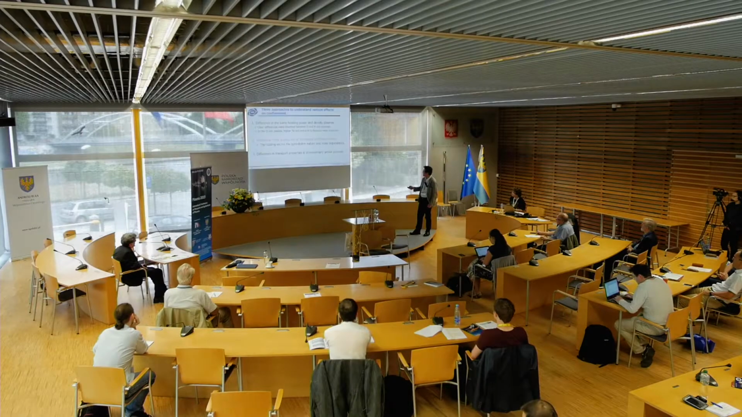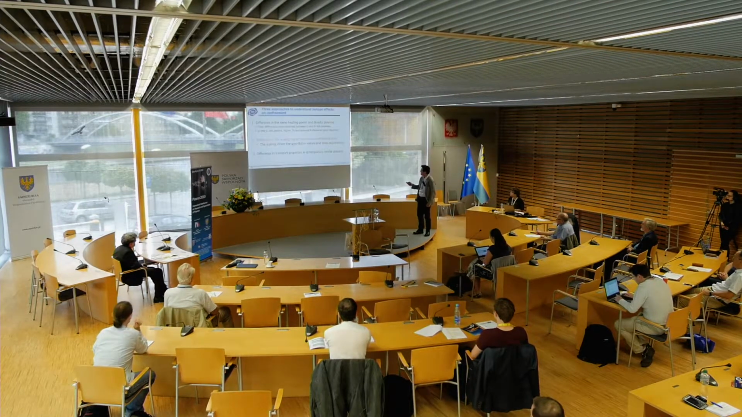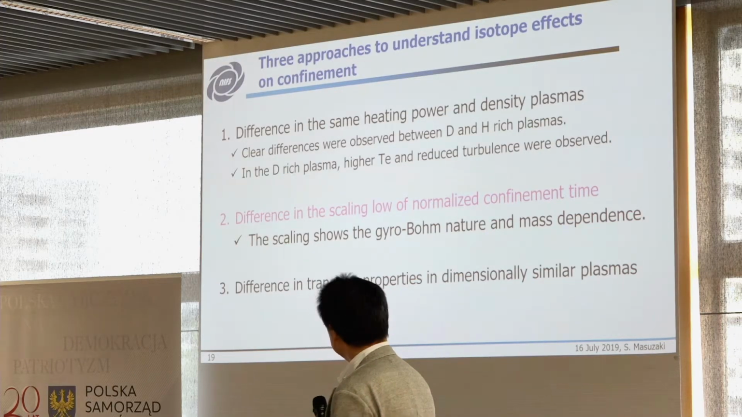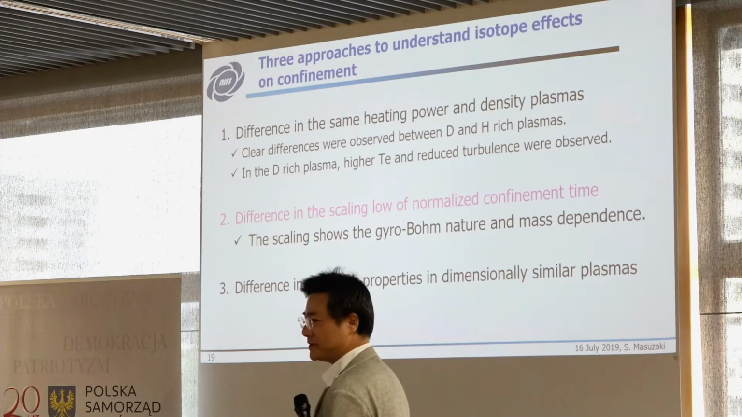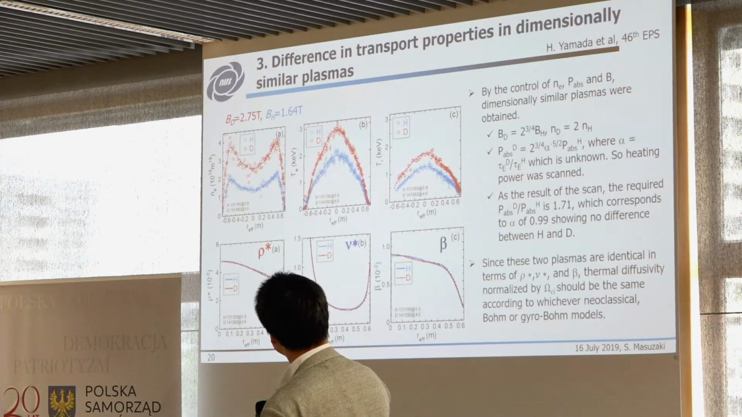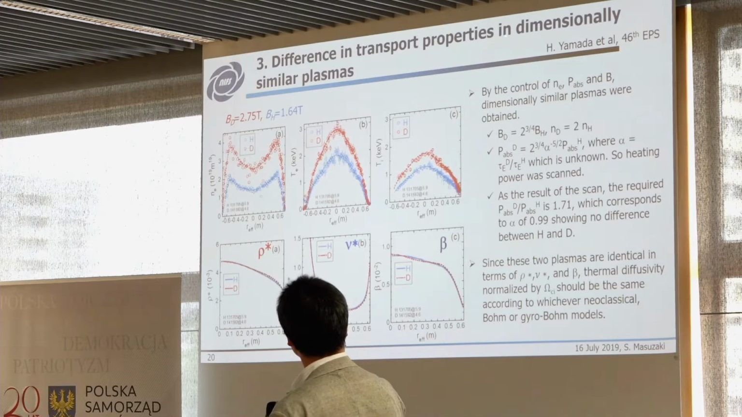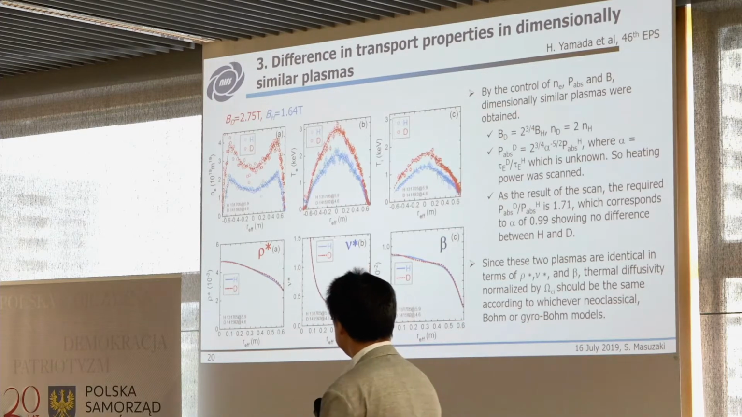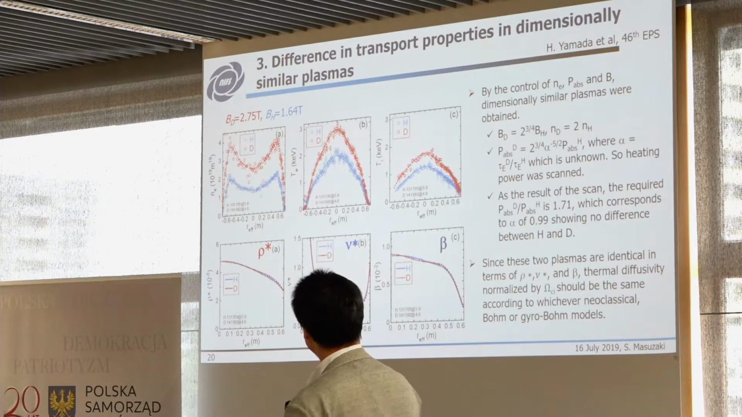Okay, so by the second approach, we get the knowledge that the normalized confinement time scaling shows the gyro-Bohm nature and mass dependence of LHD plasma. Okay, so then the third approach: difference in transport properties in dimensionally similar plasma. This method is also used in tokamak.